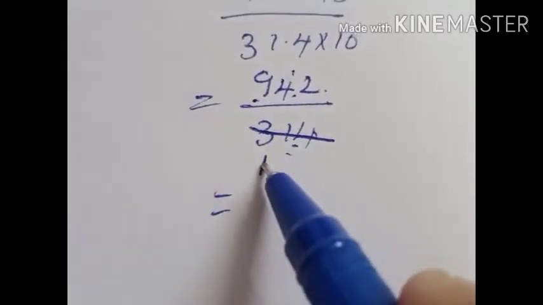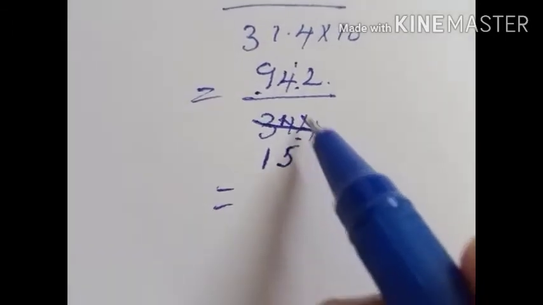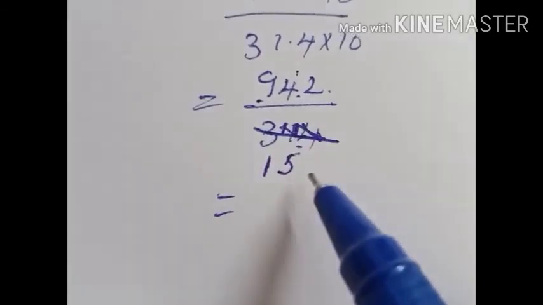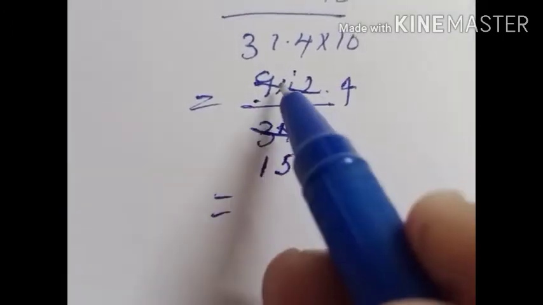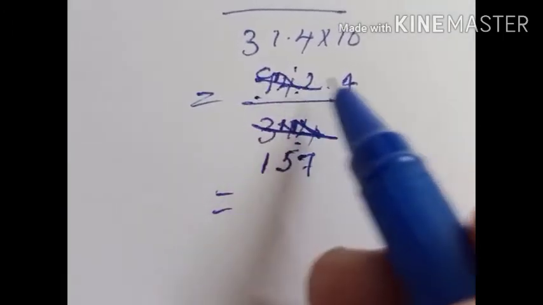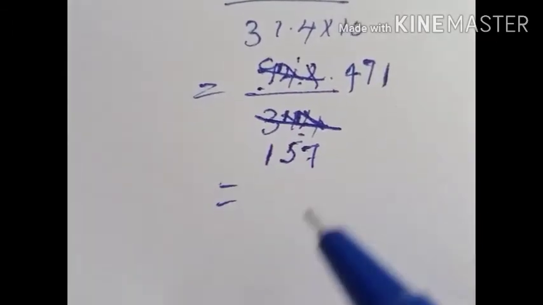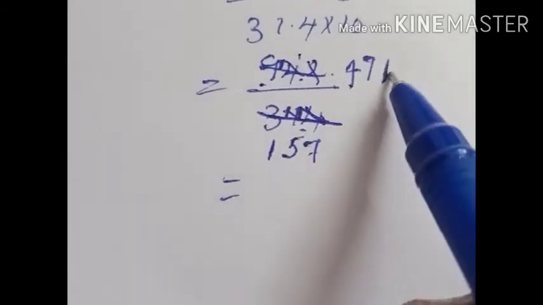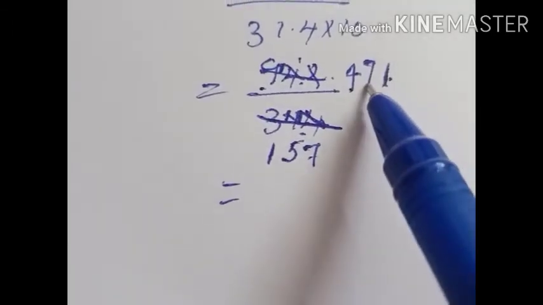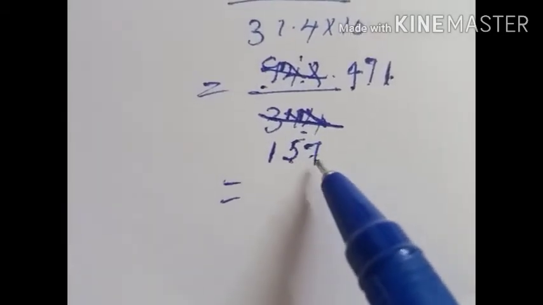So in 3, 1 2s are 2, remaining 1. In 11, 5 2s are 10, then remaining 1. Then in 14, 7 2s are 14. Then here in 9, 4 2s are 8, the remaining 1. In 14, 7 2s are 14. Then in 2, 1 2s are 2. Now here 4 plus 1, 5, 5 plus 7 is 12. 1 plus 5, 6, 6 plus 7 is 13.